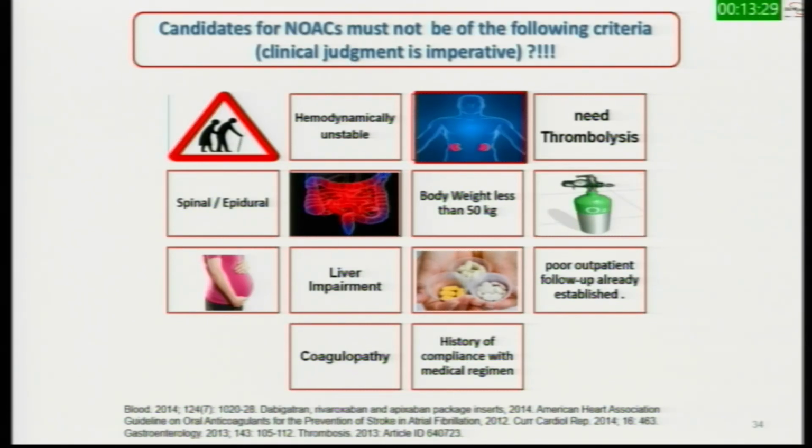Which patients cannot use the new oral anticoagulants? Patients above 75 years, hemodynamically unstable patients, patients with renal disease, patients who need thrombolysis, patients receiving spinal or epidural anesthesia, patients with inflammatory bowel disease, patients with body weight less than 50 kilograms, patients who need oxygenation by mask or intubation, pregnant women, liver disease, patients who are not cooperative and do not take their medicine regularly, patients who have a coagulopathy. All these patients can have difficulty with new oral anticoagulants.